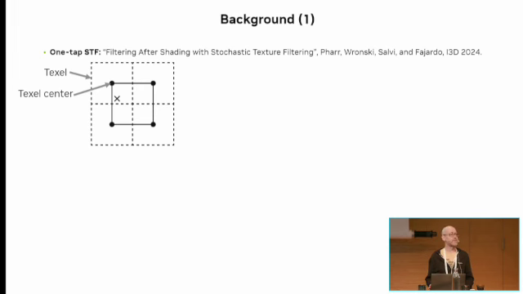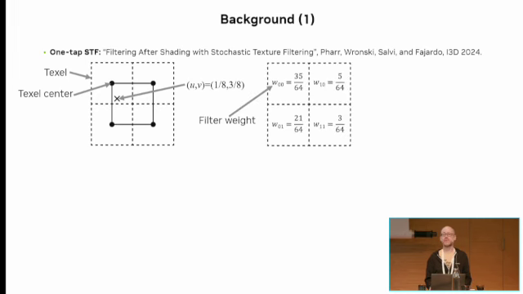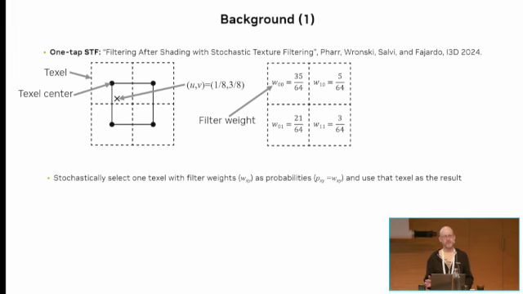Most of my examples will be with bilinear filtering. So here we have 2x2 texels, and you have a sample point, let's say here. Then you can compute your bilinear filter weights as usual. And then SDF for stochastic texture filtering is simply stochastically selecting one texel, and you use the filter weights as probabilities. And you just choose that texel and use that as your result.